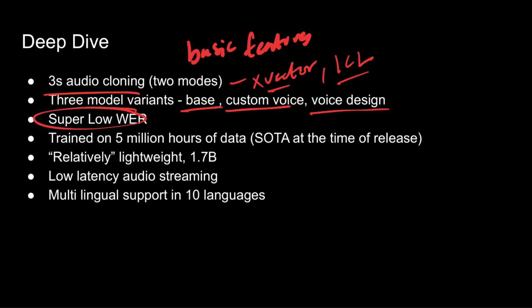One standout feature of this model is its super low word error rate, which we will see in the next slide. Also, at the time of release, this model was SOTA, trained on roughly 5 million hours of data. This model is also relatively lightweight at around 1.7 billion parameters. If you work with video models, you would know that they can easily go till 20 billion parameters, and even the smaller ones can go above 5 billion parameters. With 1.7 billion parameters, this can run comfortably on most consumer GPUs.